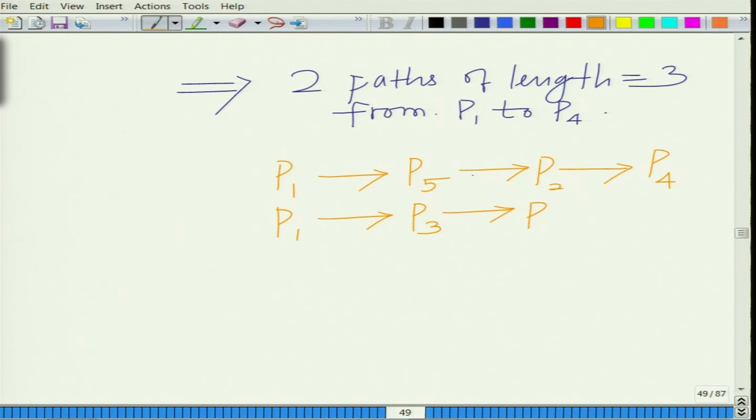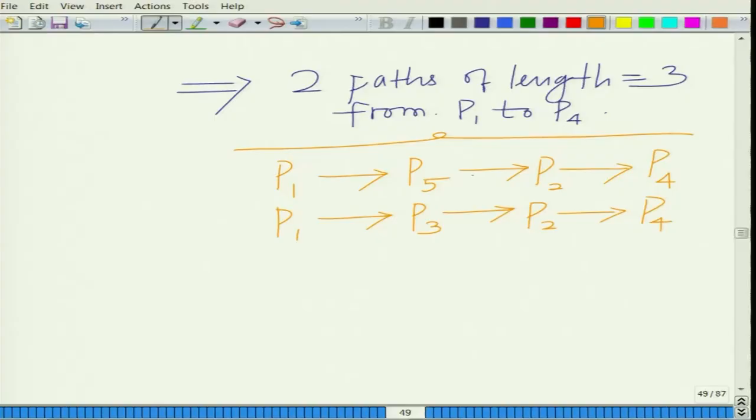So, there are two paths of length 3. These are essentially your two paths of length 3 from P1 to P4. And you can also find similarly other such R step connections from Pi to Pj by looking at the ijth entry of M raised to the power of R.